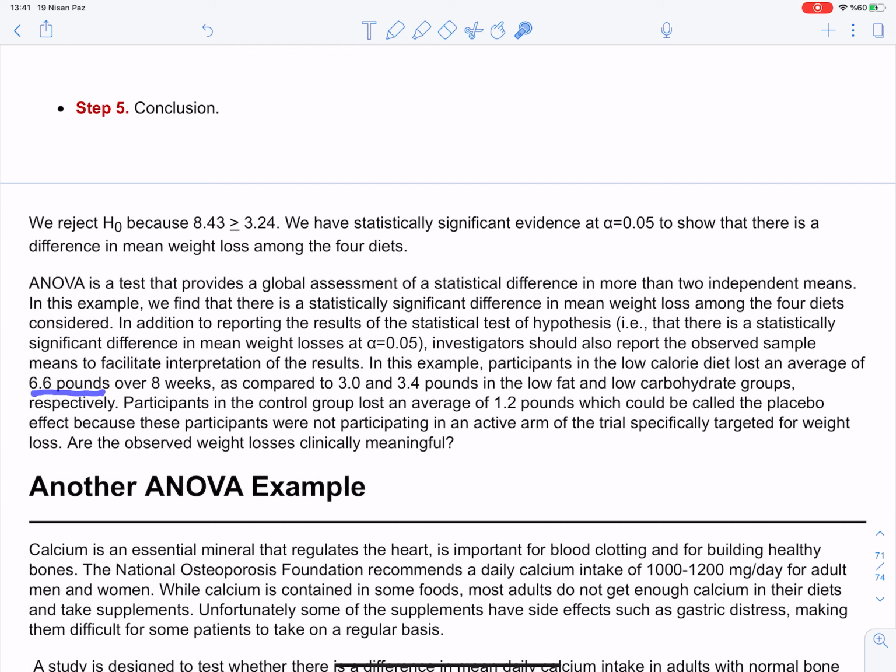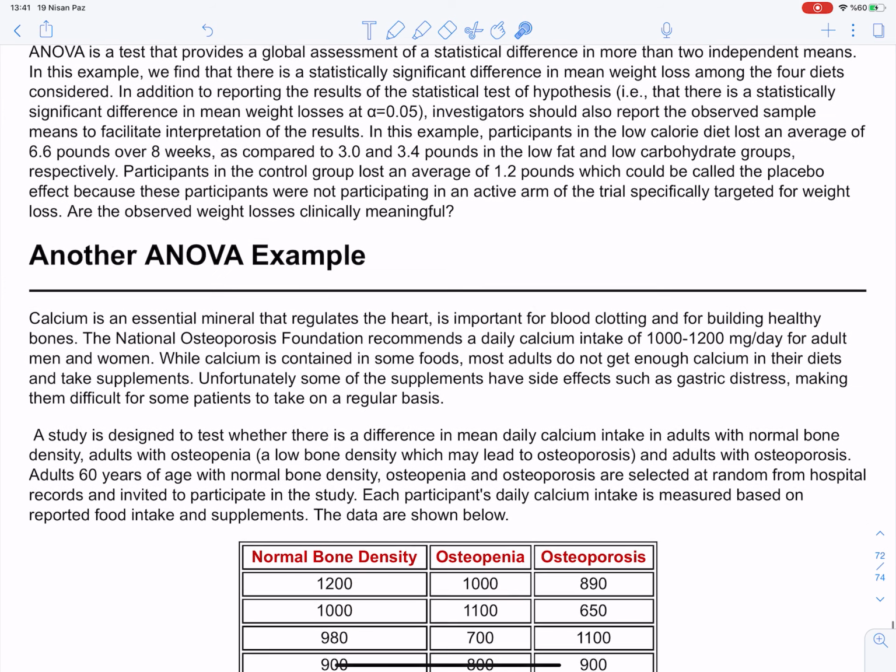In pounds, 6.6 pounds is more or less about 3 kilograms in 8 weeks, which is very successful. Of course, it depends on the person's weight. If the person is very fat, 3 kilograms does not have any meaning. If the people are within the range of the body mass index and lose 3 kilograms in 8 weeks, in my case, it is very successful and meaningful. Okay, let's have another example.